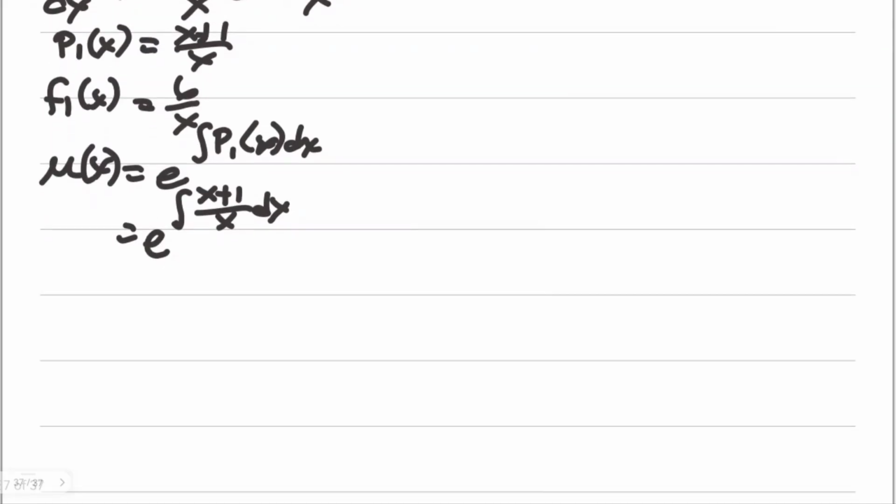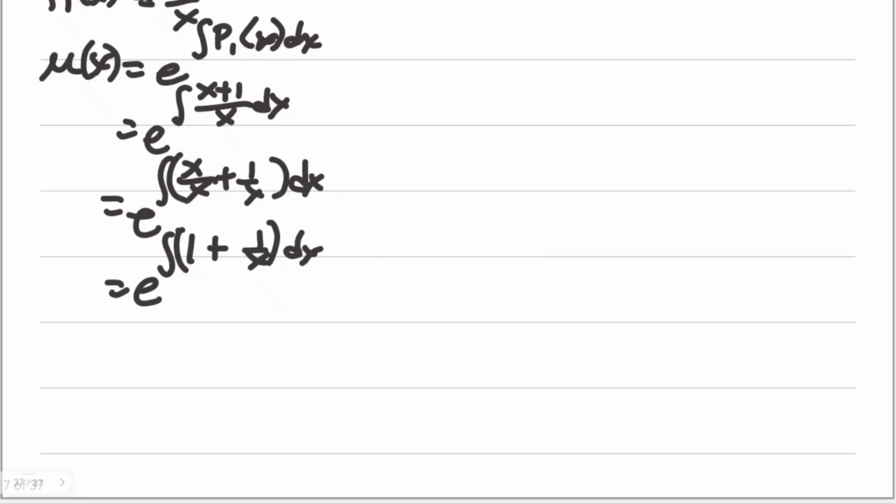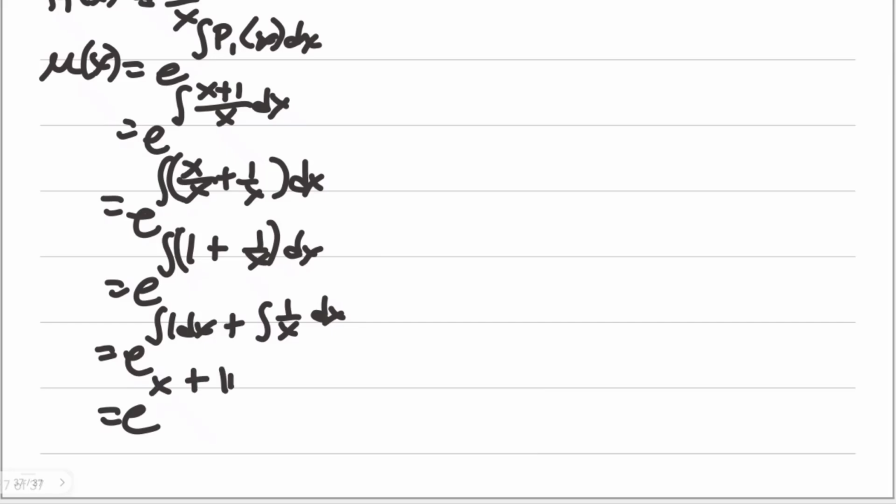It looks complicated, but if you break that rational expression into x over x plus 1 over x dx, you will get an expression which is just 1 plus 1 over x dx. And breaking that into two different integrals, you have e to the power of the integral of 1 dx plus the integral of 1 over x dx. So you have e to the power of x plus the natural logarithm of x. Okay, this is the exponent. This is our mu.